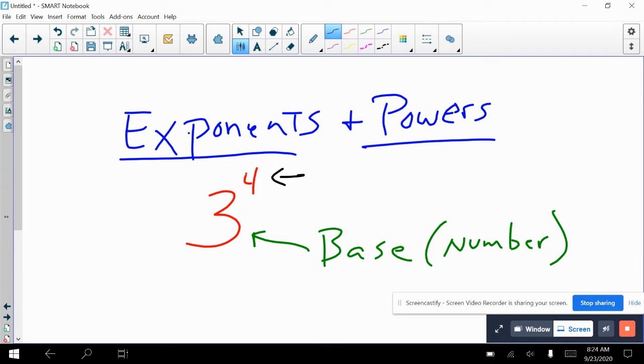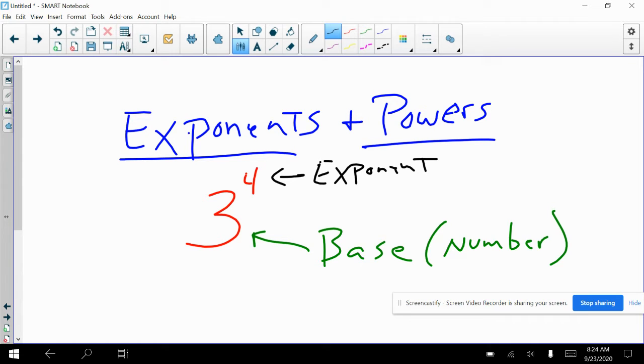The 4. We know what the 4 is? Well, the exponent, right? Pretty basic.